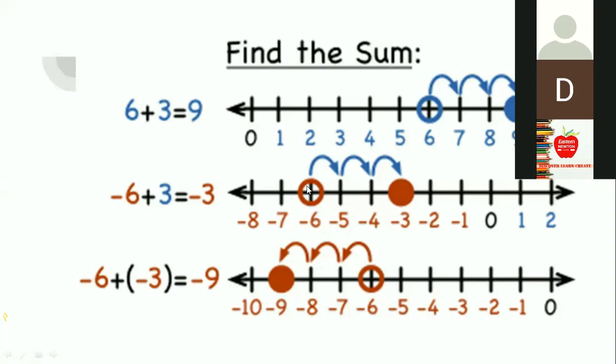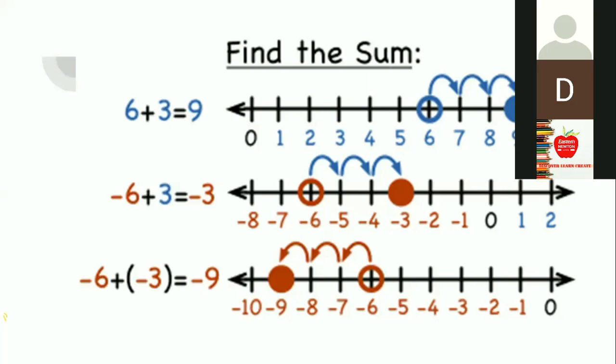Then from minus 6, you are jumping 3 times. You are jumping towards the right side. What's the reason? You are jumping towards the right side because it is positive. Positive side is the right side. So if it is positive, you jump towards the right side, and you arrive at the answer. The answer is minus 3. Did all of you get it? I hope all of you are understanding this. You will arrive at minus 3.